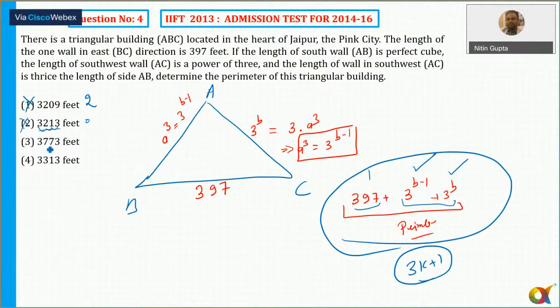Option number 3, 7, 17 plus 3, 20, and 20 का 2 plus 2, again it is in the form of 3k plus 2, sum of the digits होता है, so answer नहीं होगा. So एक ही option बचता है, that is option number 4, that is 3313.